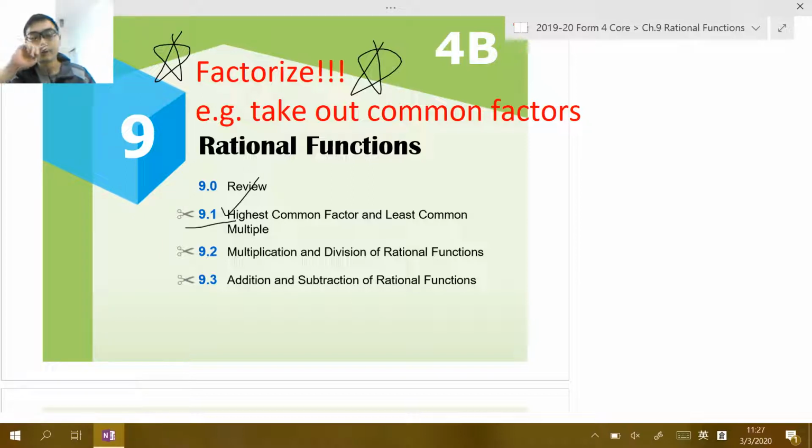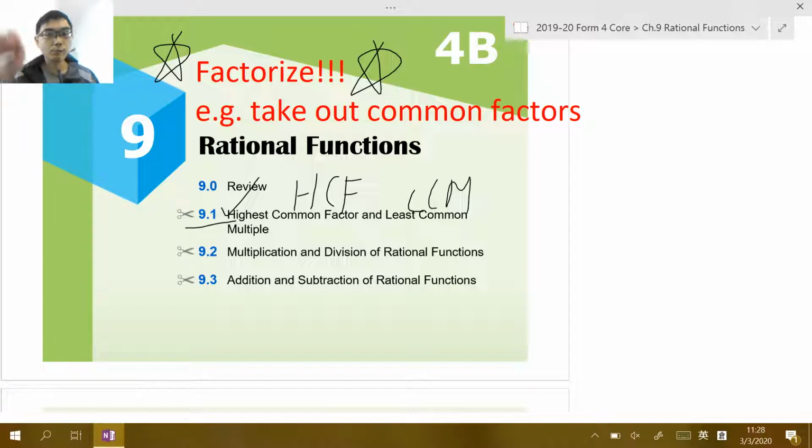It's chapter 9.1. It's talking about the highest common factor and the least common multiple. So do remember that these two terms are not unfamiliar, because you have already learned them in primary school. If you still remember, we say highest common factor, in short form HCF, and the next one, LCM. So I mean these two words are not very difficult for you if you still remember primary school.